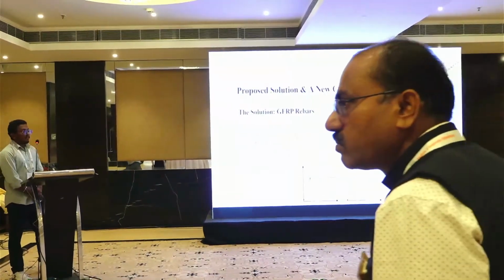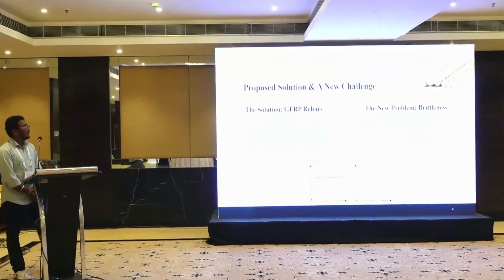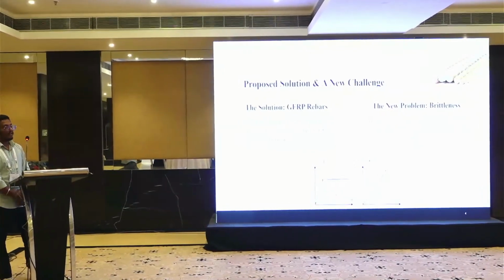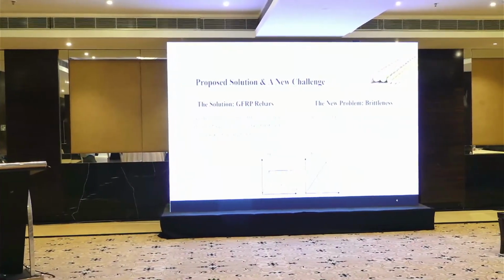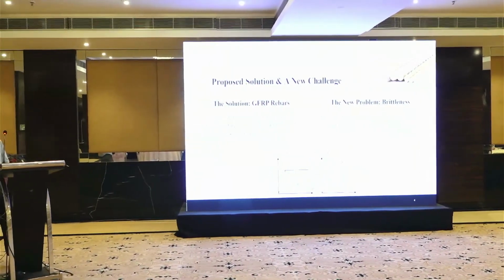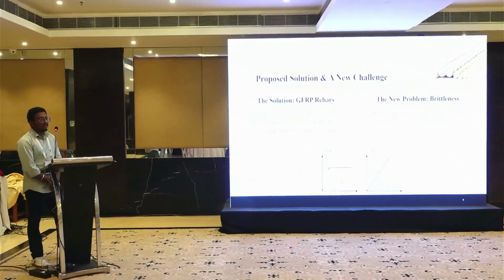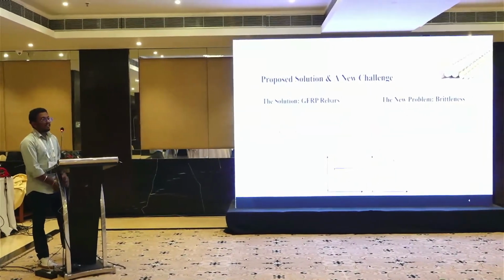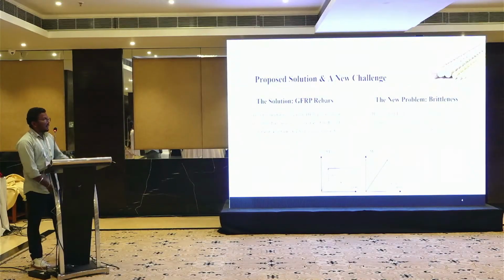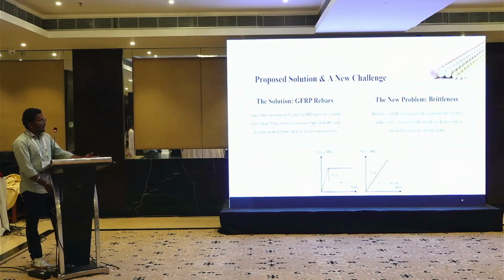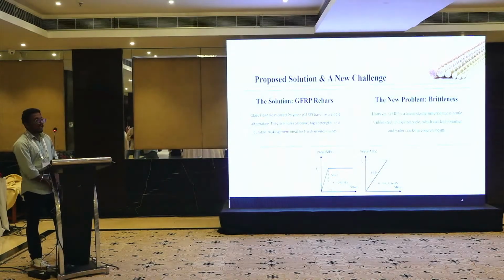From many literature reviews, we proposed a new solution for replacing steel reinforcement by GFRP, as they are non-corrosive, high strength and durable, making them ideal for harsh environments. But the new problem that arises here is the brittleness of GFRP bars, as unlike steel, they behave linearly elastic and brittle in nature. These are the stress strain graphs. We all know that GFRP bars behave linearly elastic, as they don't have any yield point, unlike steel.